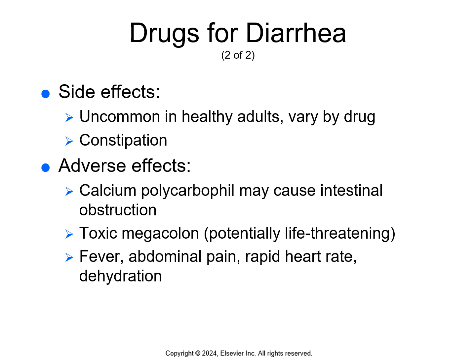Adverse effects are also rare, but calcium polycarbophil can cause intestinal obstruction. With all anti-motility drugs, toxic megacolon can happen. There's a picture of toxic megacolon on page 352. It's a very inflated colon with abdominal distension. Signs and symptoms other than abdominal distension are fever, abdominal pain, rapid heart rate, and dehydration.